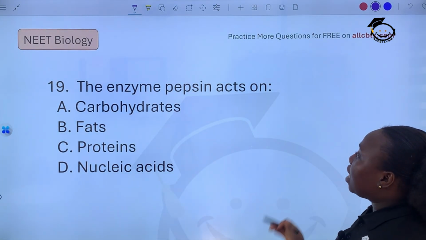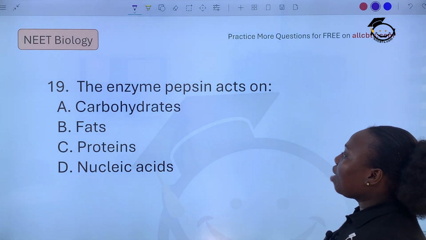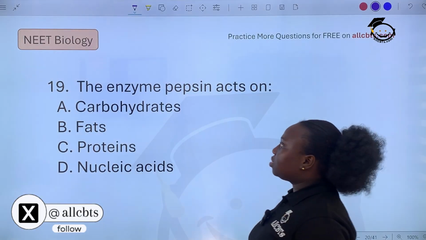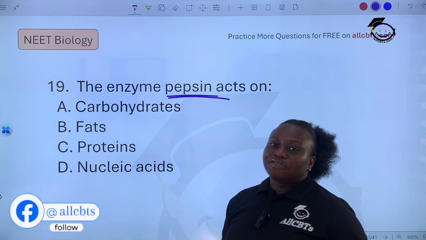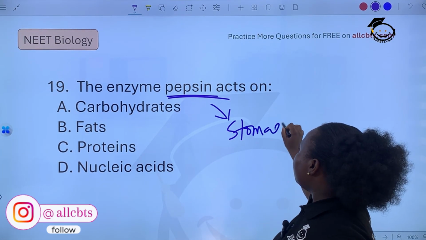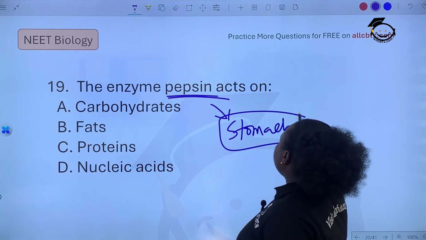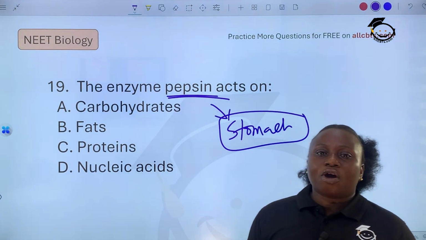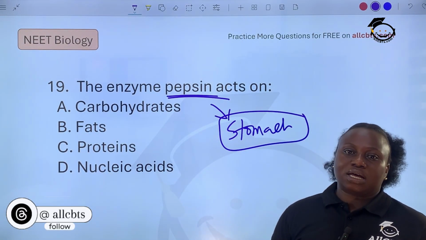Number 19. The enzyme pepsin acts on what? A. Carbohydrate, B. Fat, C. Proteins, D. Nucleic acids. Now this pepsin is an enzyme. Now this enzyme is found where? It's found in the stomach. Since you know that it's found in the stomach, then you should know that automatically we're talking about a protein. Why? Because it's mostly only proteins that are being digested in the stomach.